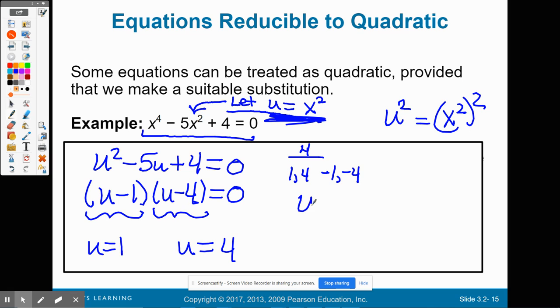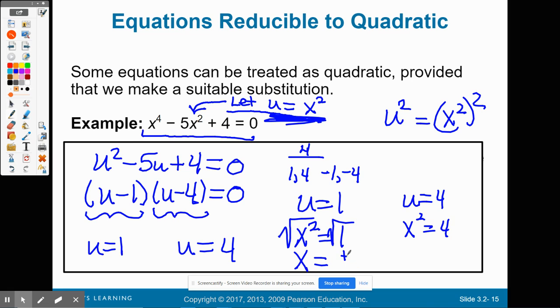Instead of u equals 1, I need to say x squared equals 1. Instead of u equals 4, I need to say x squared equals 4. And now I can solve for x. Square root both sides. Don't forget your plus or minus. And x is the plus or minus the square root of 1, which is 1. Square root both sides here, and x is the plus or minus the square root of 4, which is 2.